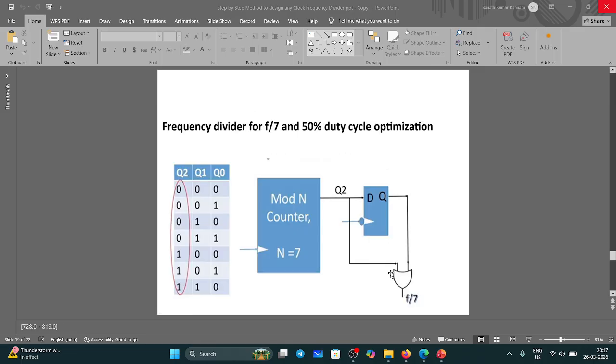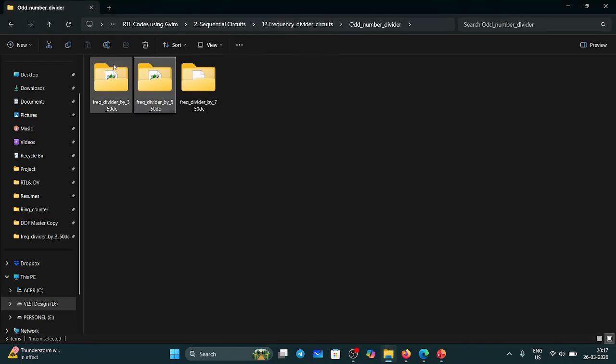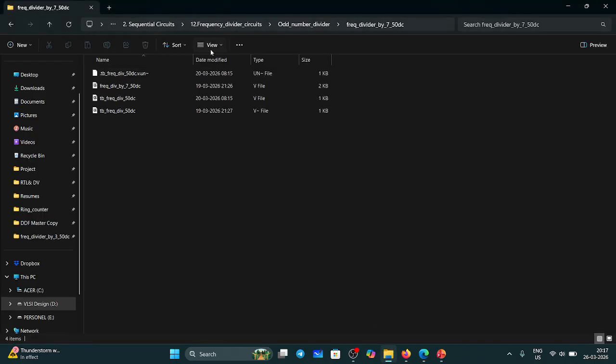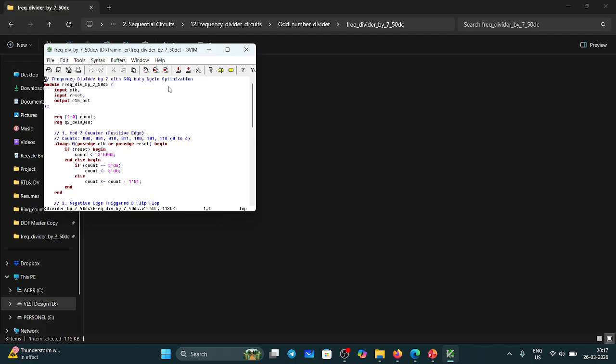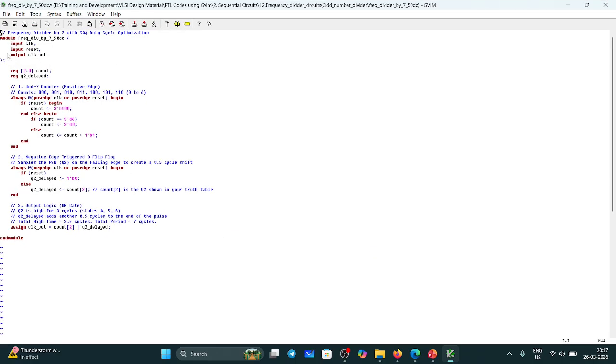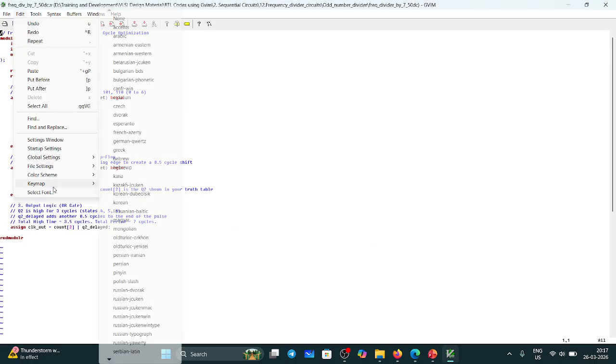And this is the Mod 7 counter. So here you are taking Q2 only. So I design the Mod 7 counter. So this is the Mod 7 counter, the frequency divider Mod 7.